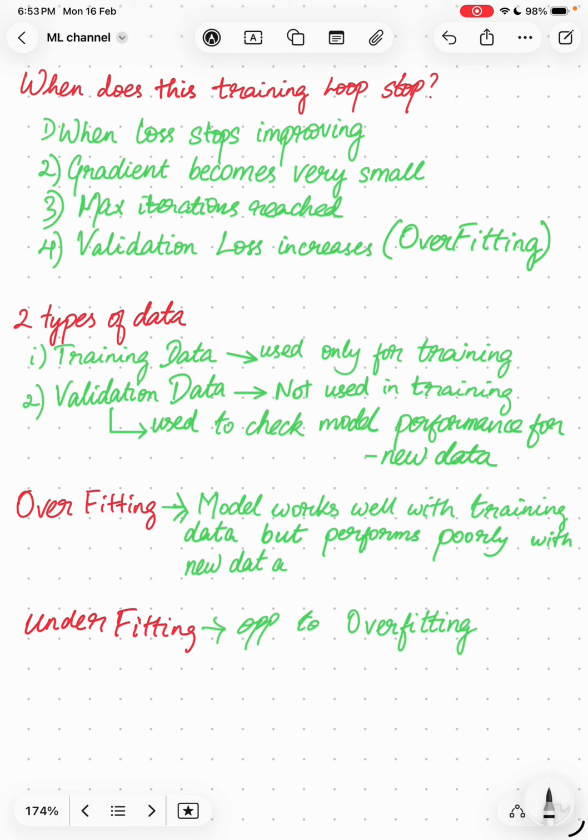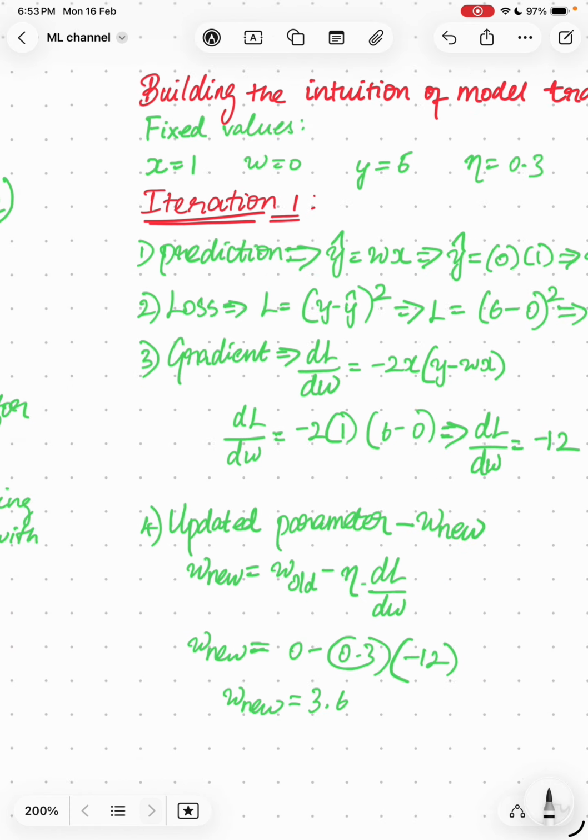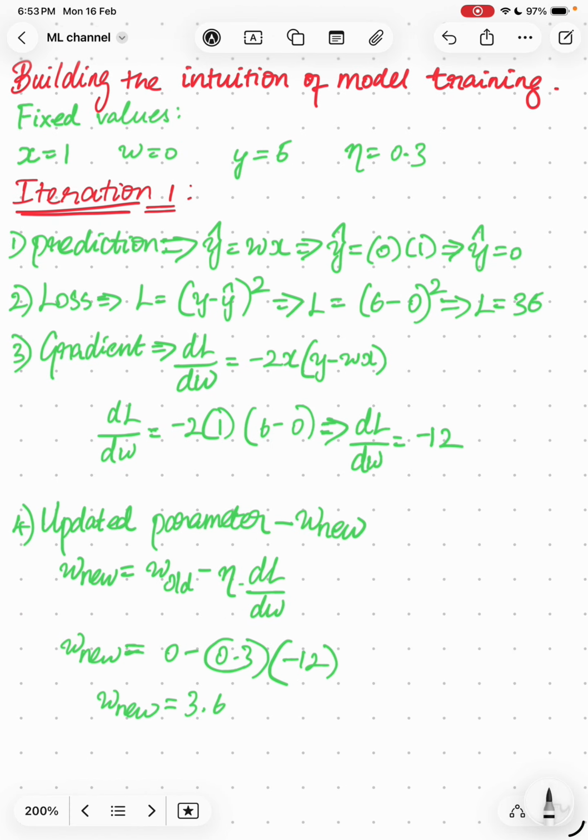So when it comes to data, there are two types of data, guys. One is training data, and the other one is validation data. Training data is used specifically for training, and validation data is not used in training, but it is used to check the model performance after training it with the training data. So that is it. In the next slide, we'll take a model, y is equal to wx, this one, and we will try to run this training loop and improve that model.